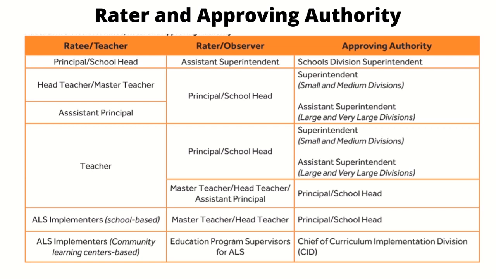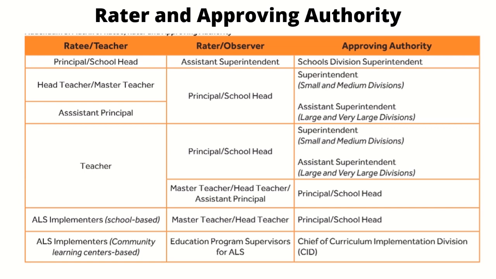Then who will be the approving authority? So if your rater is the principal, for small and medium divisions, it should be the superintendent who will be the approving authority. If you are from a large or very large division and your rater is your principal because you don't have master teachers or head teachers in your school, well, if you came from a very large division, it is the assistant superintendent who will be your approving authority.